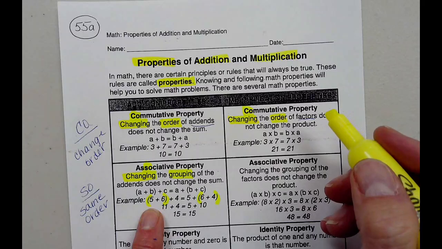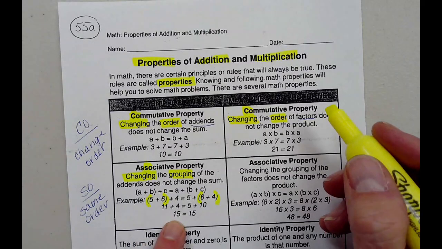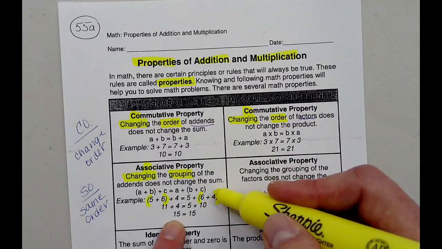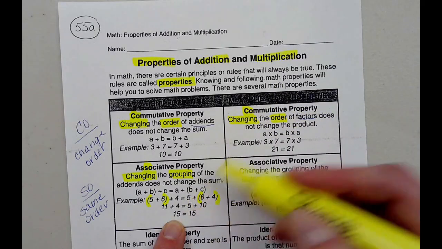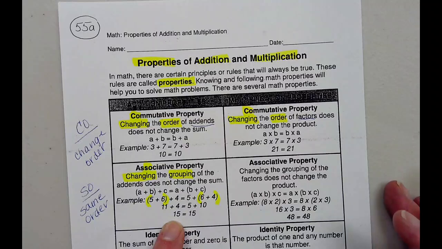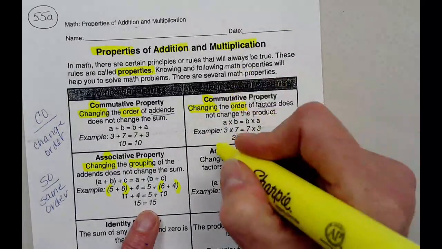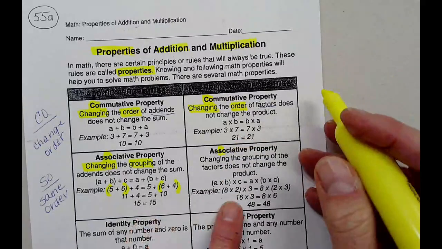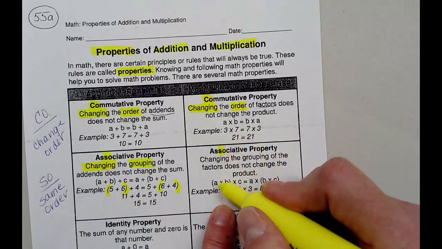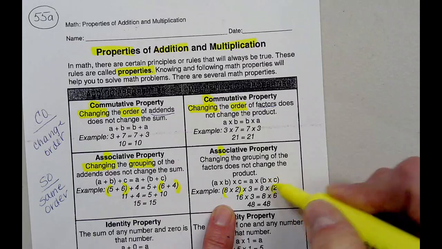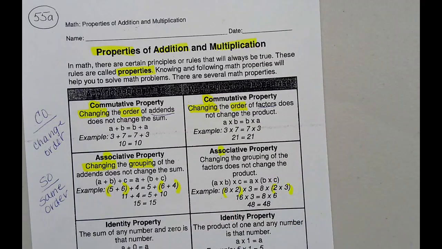When we work it, it's a little bit different because parentheses are first. So we have 11 plus 4 and get 15. Here we do the 6 plus 4 first, which is 10. 5 plus 10 is 15. And we still get the same answer. Same for the associative property of multiplication: same order, except now we have factors. It is all multiplication, and we're changing those groups and still get the same answer.